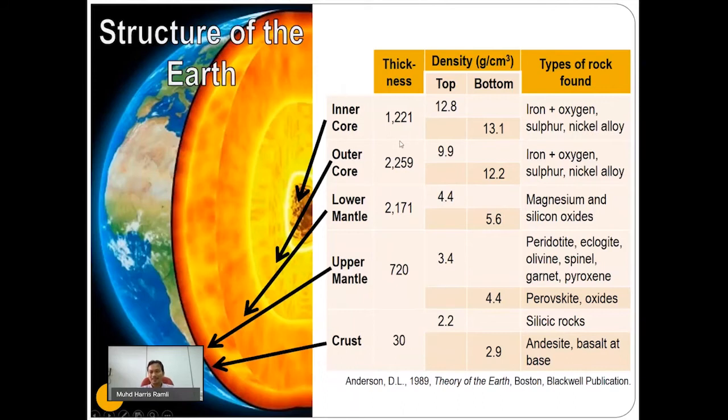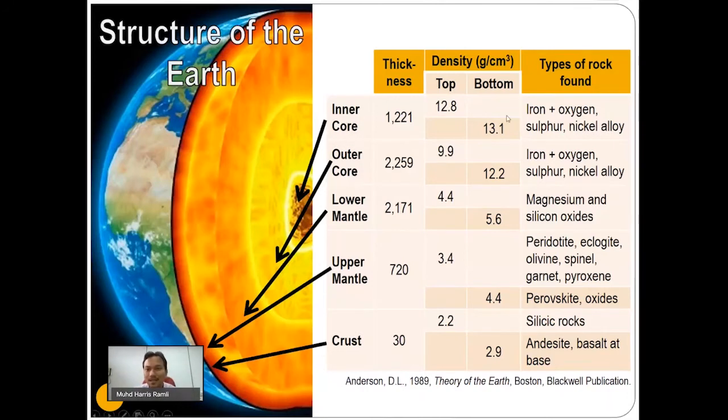1,221 kilometers from the inner core. Then you have the outer core, 2,200, 500. Then you have the lower mantle, and the crust, the 30 kilometers. Okay, so this 30 kilometers means that it's just that layer of 30 to 40 kilometers.